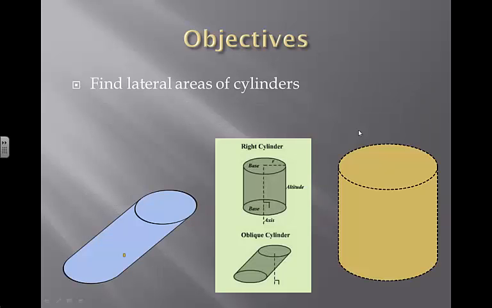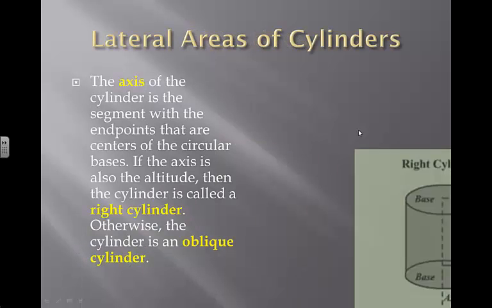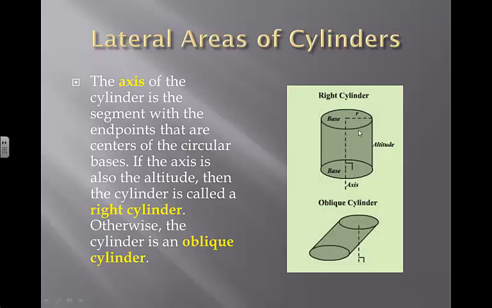So our next section is going to be finding the lateral area and surface area of cylinders. Cylinders are pretty easy because the bases are normally the same. The axis of the cylinder is the segment with the endpoints that are centers of the circular bases. If the axis is also the altitude, then the cylinder is called a right cylinder. Otherwise, the cylinder is an oblique cylinder.